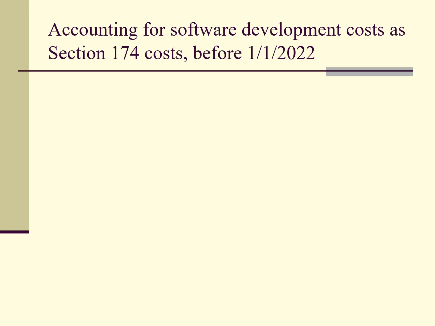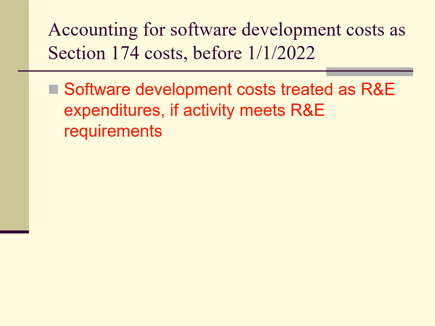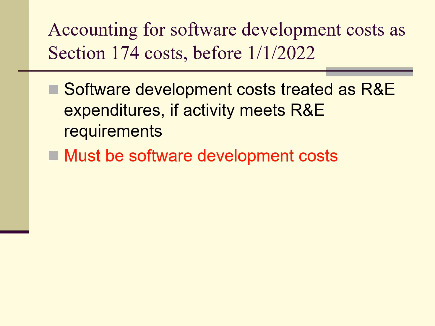For years beginning before 1/1/22, software development costs could be treated as R&E expenditures only if they met the general rules for R&E costs. Software development costs could be R&E costs if the development activity met the requirements for R&E under Section 174. Before January 1, 2022, however, Section 174 made no mention of software. The costs must be for software development. Modification of software, for example, may not qualify.